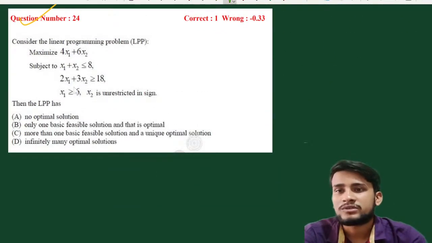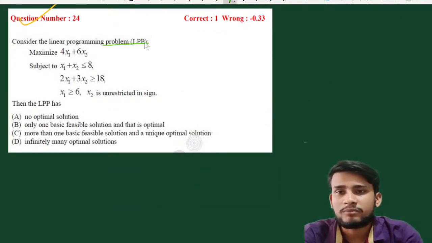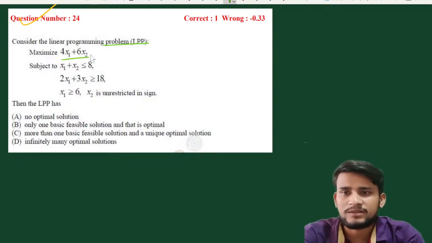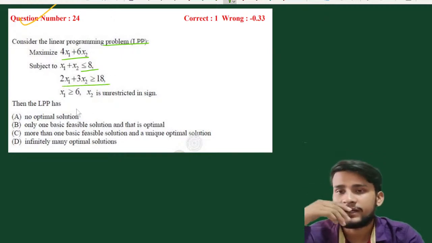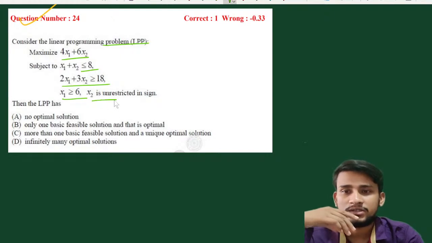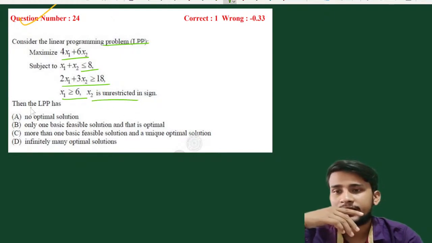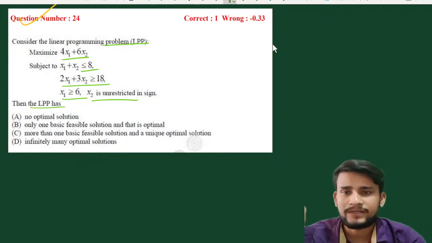The question says: consider the linear programming problem, that is the LPP, maximize 4x1 plus 6x2 subject to x1 plus x2 less than or equal to 8, and 2x1 plus 3x2 greater than or equal to 18, x1 greater than or equal to 6, x2 is unrestricted in sign. Then the LPP has. So this is a very easy problem. We just draw the graph of this LPP.